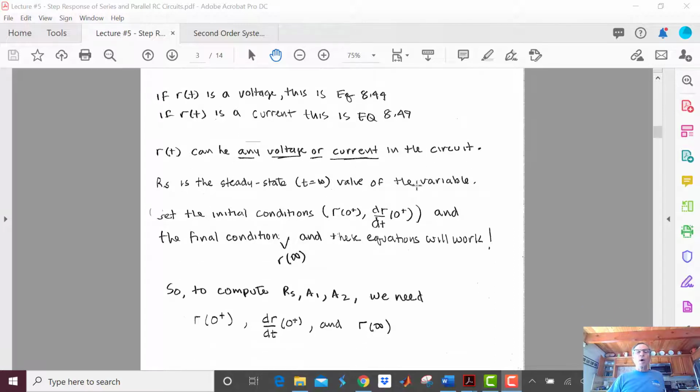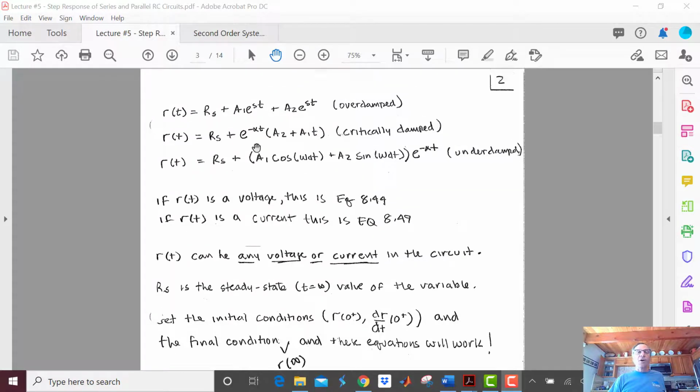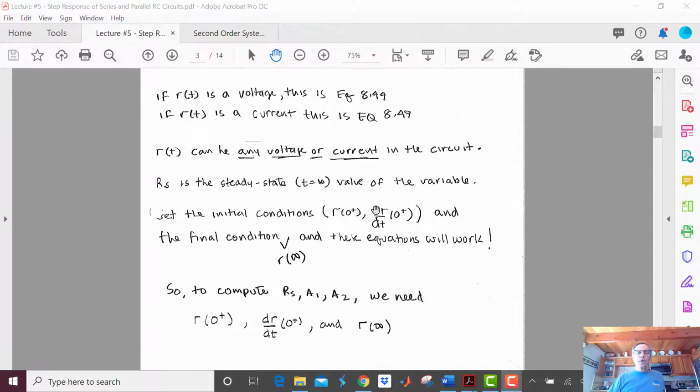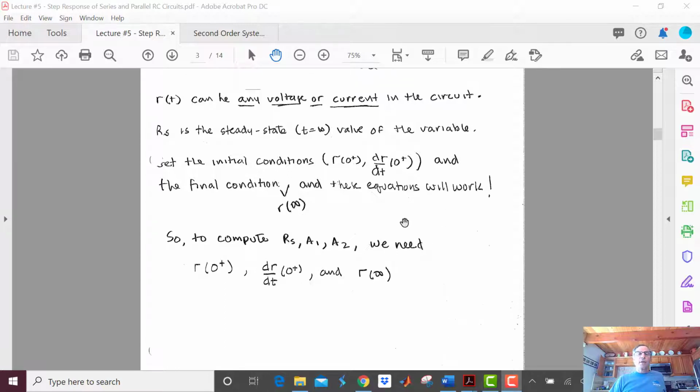So what we've been doing is to calculate our A1s and A2s here, we had to use all of our initial condition stuff to get us the response at 0 plus and the derivative of the response at 0 plus. Now we're going to raise the stakes a little bit and say now we also have to find the response at time equals infinity. So last lecture, all we needed was R of 0 plus and dr dt at 0 plus. Now we've changed it. We need R of 0 plus, we need dr dt at 0 plus, and we need R infinity.